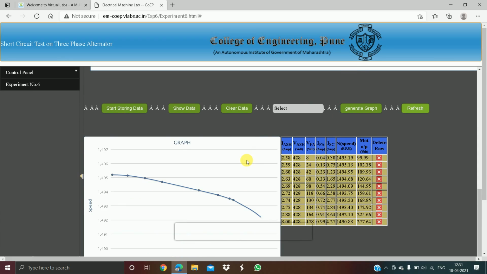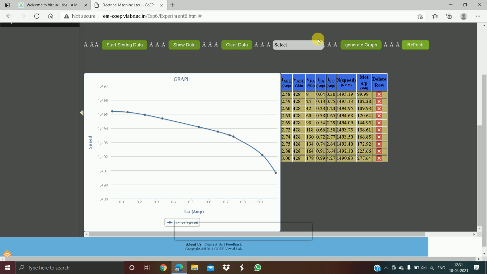What I observed from both experiments, the short circuit test and the open circuit test, is that by varying the field current and the voltage, the armature current and voltage start increasing. But although the field current starts from zero, the voltage of the armature of the alternator does not start from zero. This is due to some residual magnetism in the field winding of the alternator.